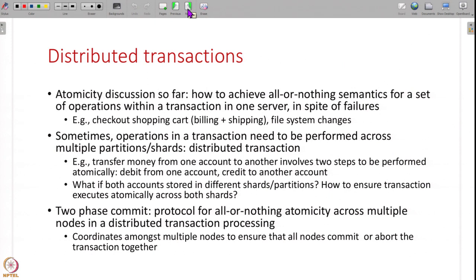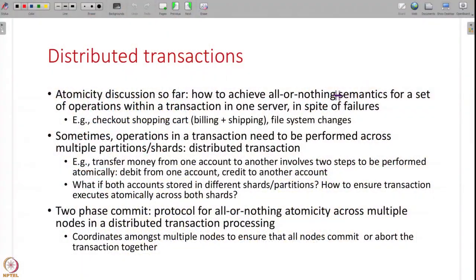So, the next concept that we are going to see in a distributed system like this, where data is partitioned, is that we have to guarantee atomicity across these partitions or across these shards. For example, we have seen examples of where atomicity is needed, all or nothing atomicity, for example when you are doing some checkout, file system changes and all of that. All of those were limited to a single server, all the examples we have seen. Now, what if you have to do a transaction across multiple partitions?